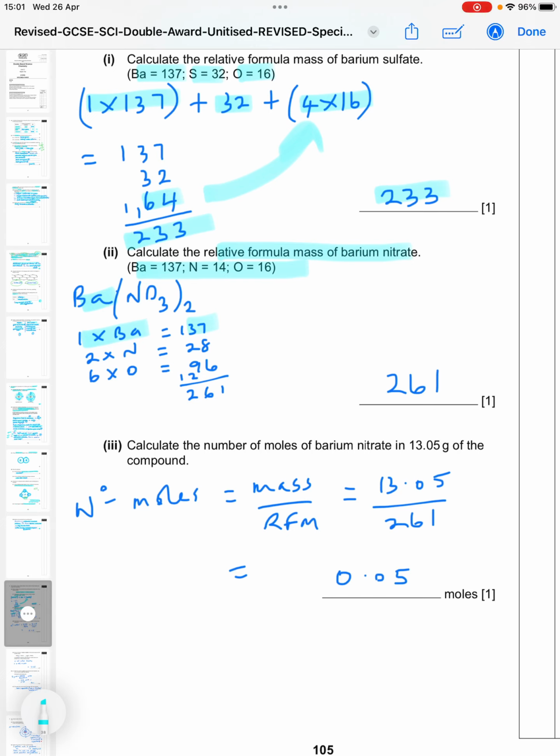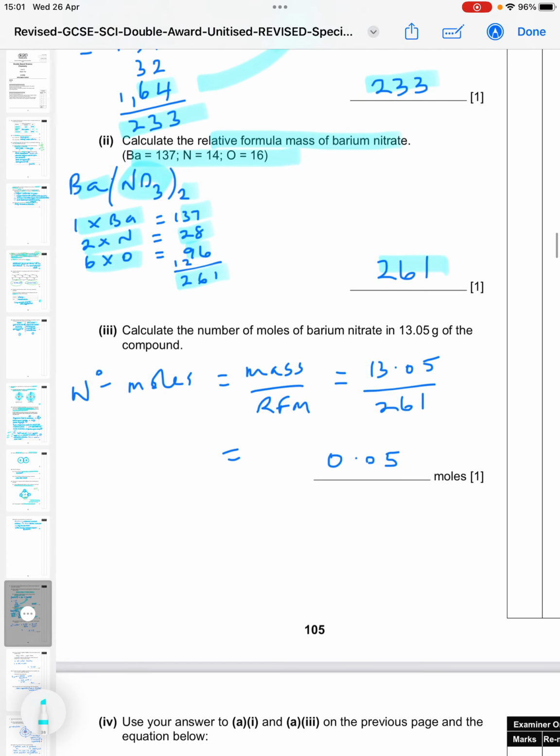Then calculate the relative formula mass of barium nitrate, and again it gives you barium's 137, nitrogen's 14, and oxygen's 16. So we've got 1 barium here, so that's 137, and then this whole NO3 group has 2 lots of it, 2 outside the brackets. So 2 nitrogens, 2 14s, 28, and then 6 oxygens, 6 16s is 96. Add those together, we get 261.